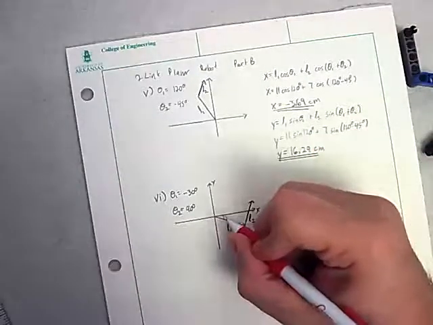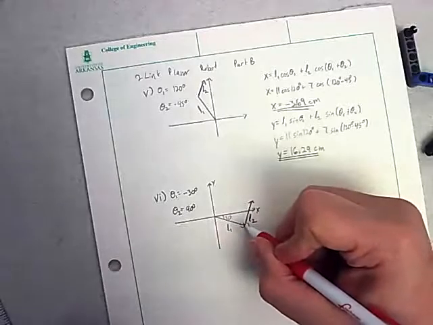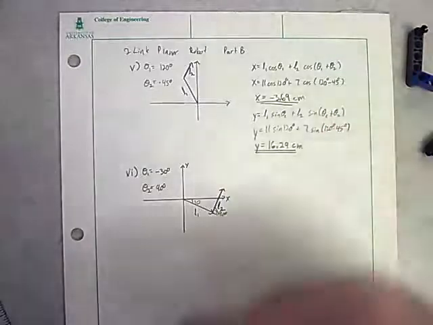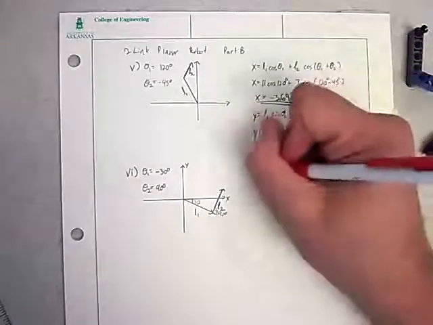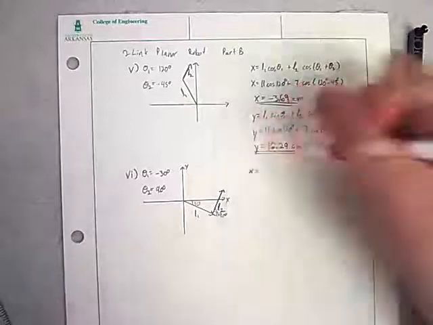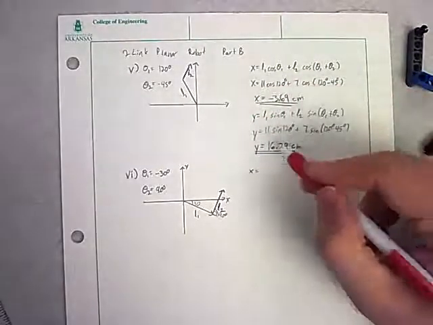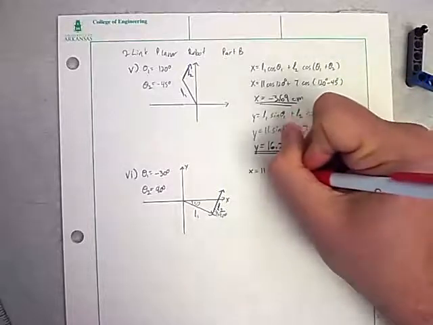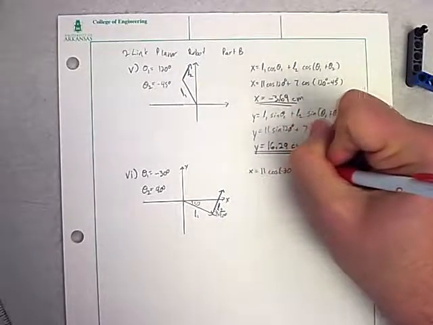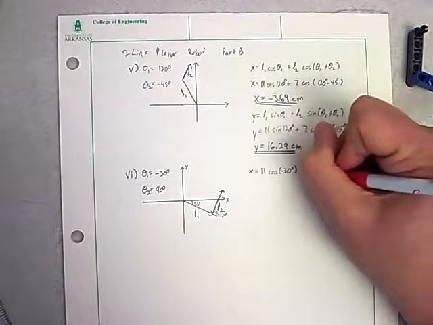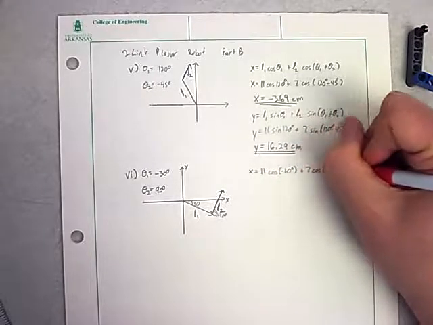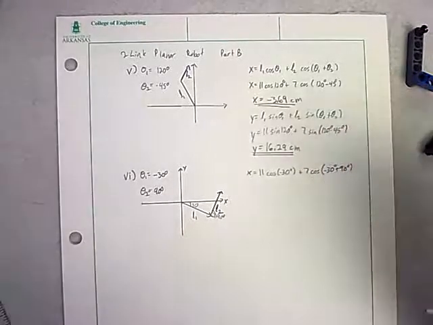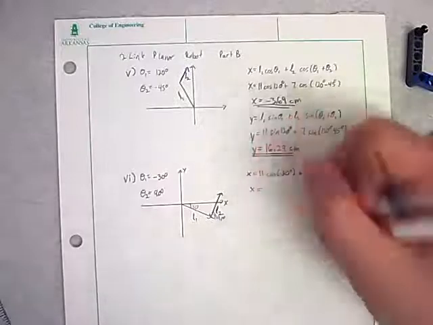So remember, this is our 30 degrees. This is our 90 degrees. But the math still works. Alright, so x. So let's skip writing the base equation. We've seen it enough times. It is going to be 11 times the cosine of negative 30 degrees plus 7 times the cosine of negative 30 plus 90 degrees. So it's going to be a positive 60 degrees in there if we want to work that out.